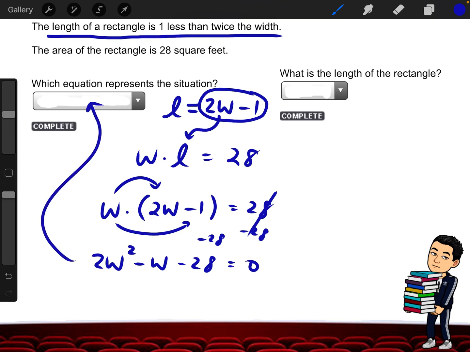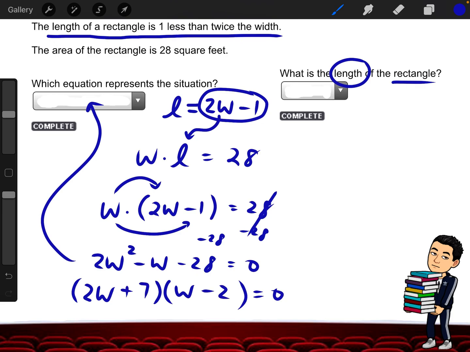Now we have to find out the length of the rectangle. So the length, we're trying to look for the L. Okay, so let's go ahead and solve for the width first. So 2w squared minus w minus 28 equals 0. So you just have to kind of play around with the possibilities. So I'm going to add 7 and minus 4. So that's going to give me a minus w.